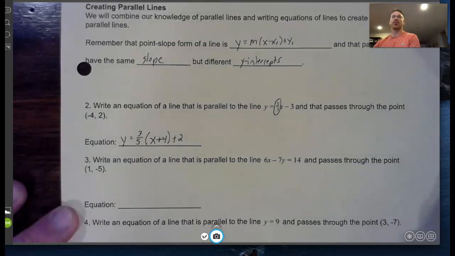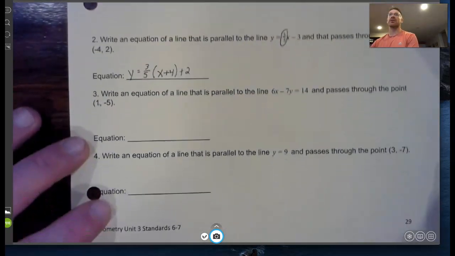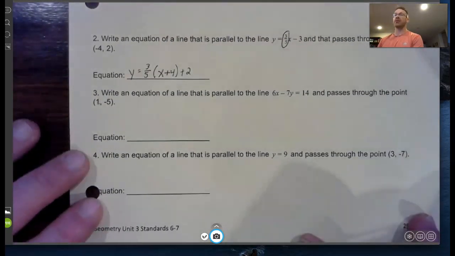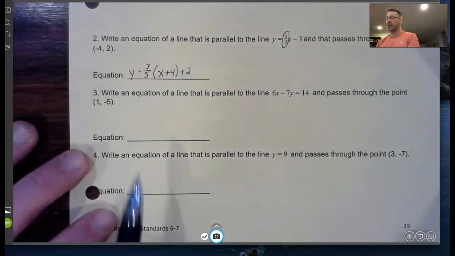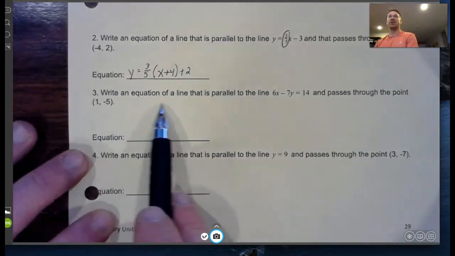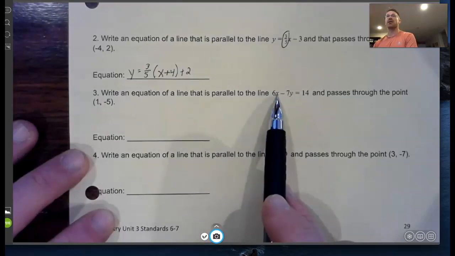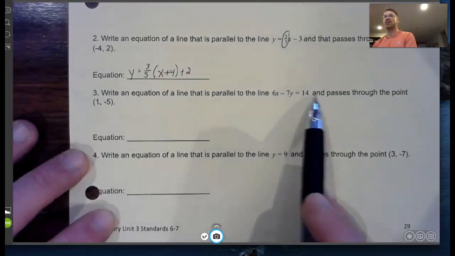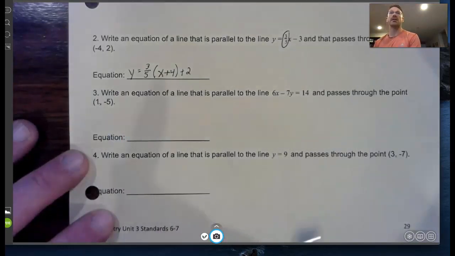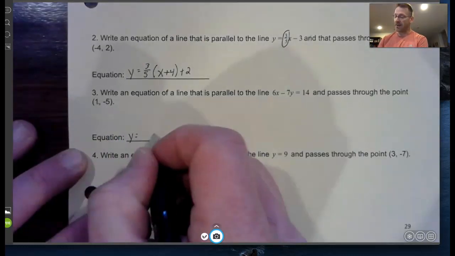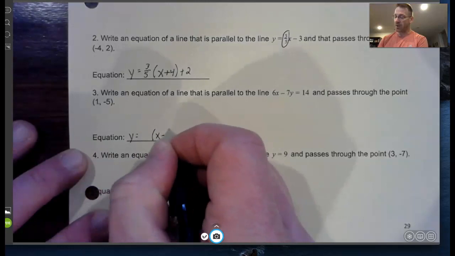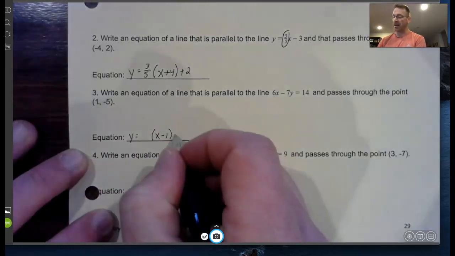Now let's look at number 3. You're going to see that there's a little bit more work involved in this one, and I'll get to that in just a moment. Once again, we're going to write the equation of a line that's parallel to 6x minus 7y equals 14 and passes through the point 1, negative 5. We already know it goes through 1, negative 5, so we know it has to be x minus 1 in our parentheses there, and then we have the minus 5 out here.